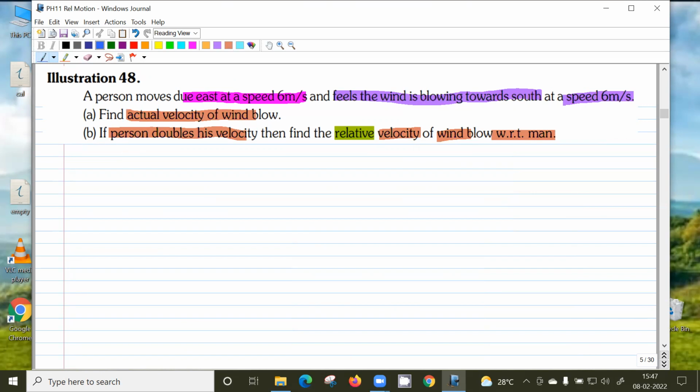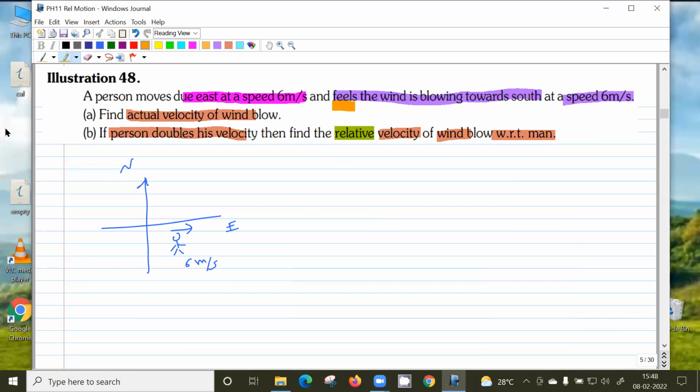North is usually the upward direction, and this is east. So the person is moving in this direction, 6 meter per second. What you have to understand is, what is meant by feels? He will feel with respect to himself. So this is according to the frame attached to him. So wind blowing towards south.